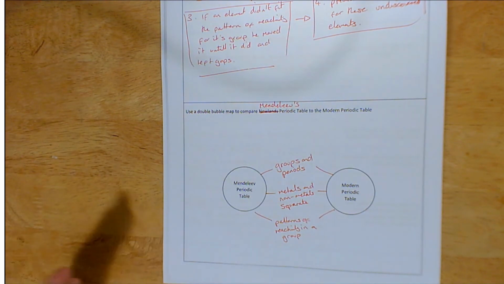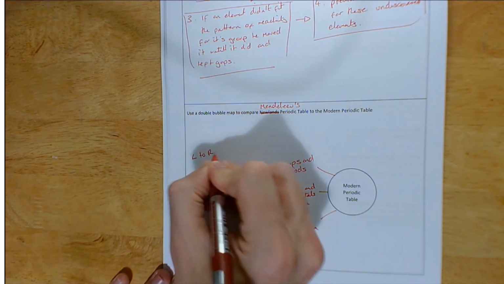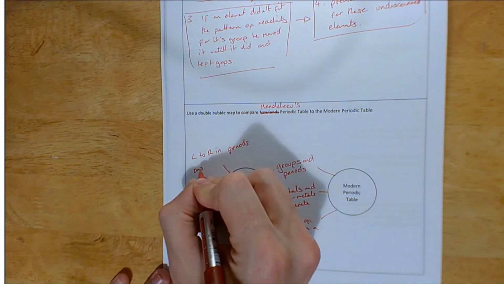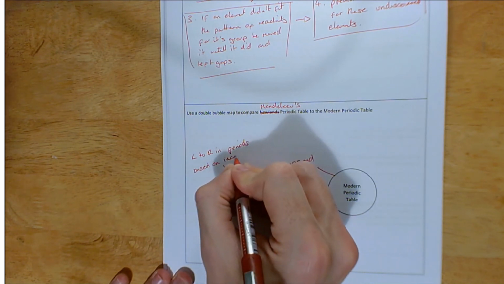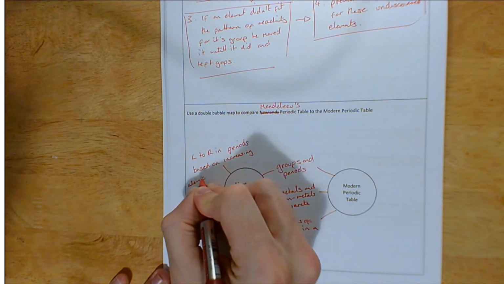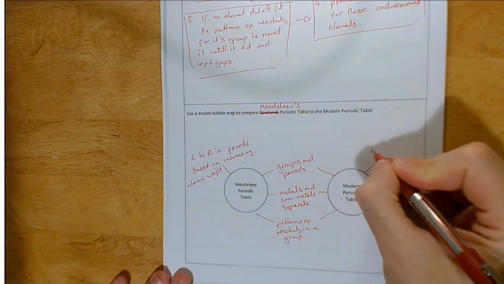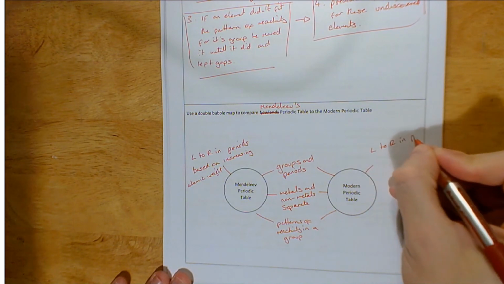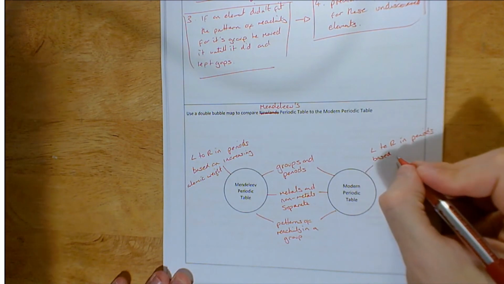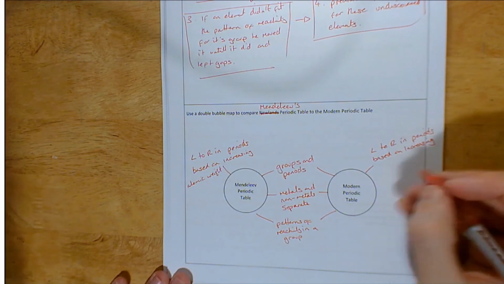So let's look at what's unique. So Mendeleev's periodic table, from left to right in periods, is based on increasing atomic weight. Now the modern periodic table is arranged left to right in periods based on increasing atomic number or number of protons, which is something that Mendeleev didn't know about.